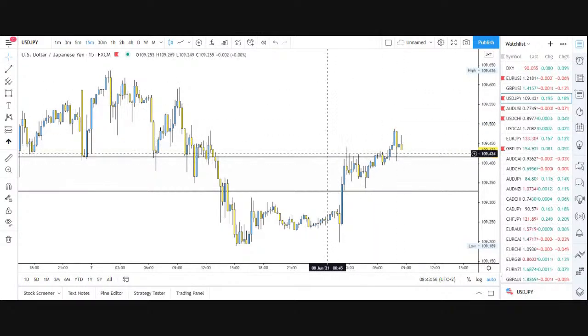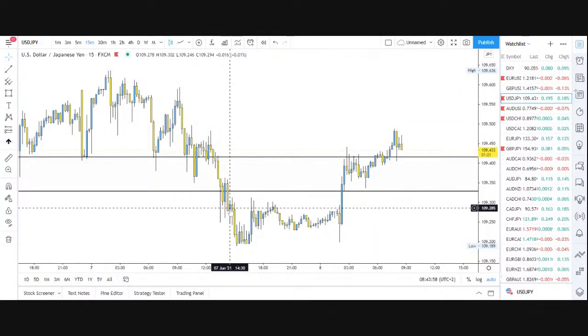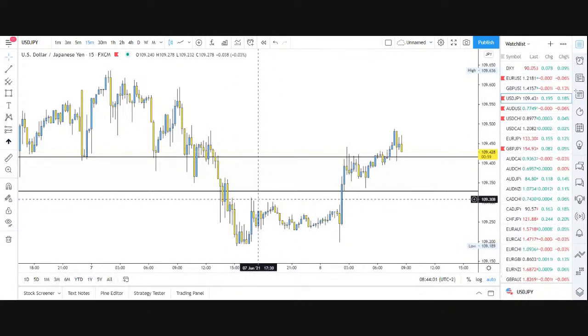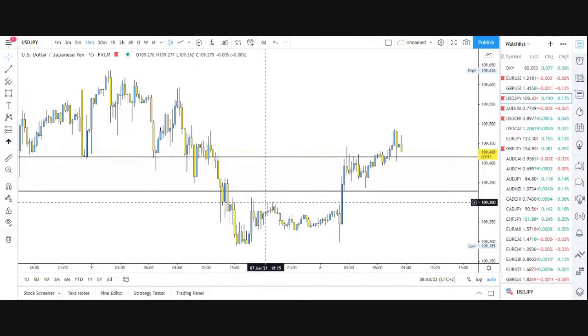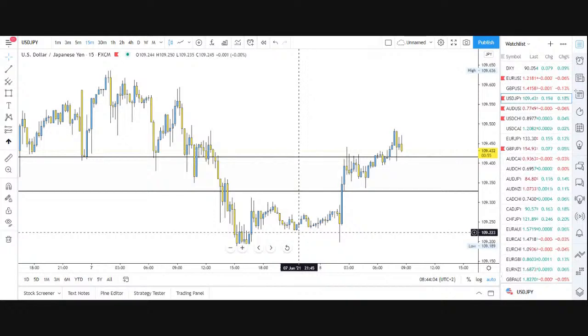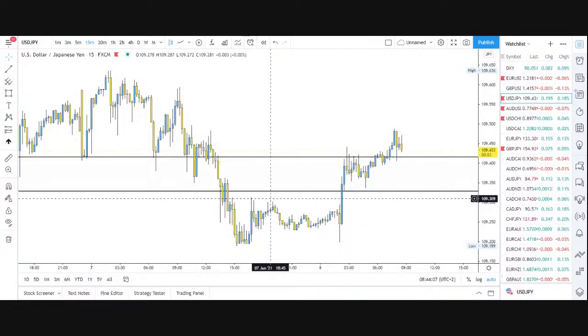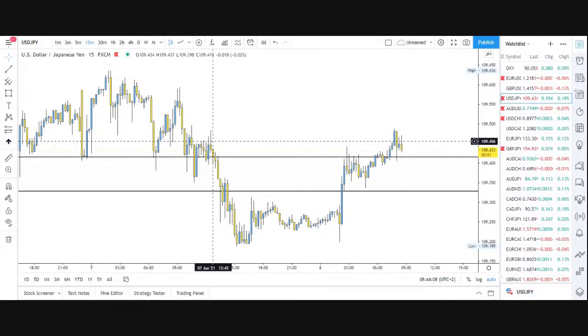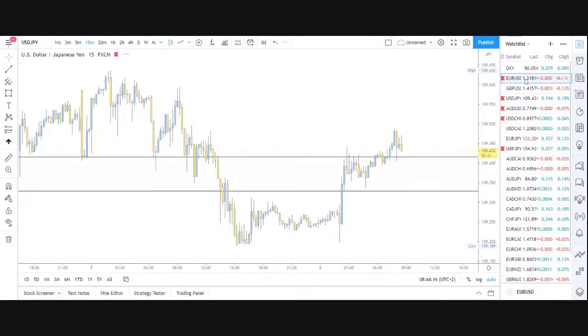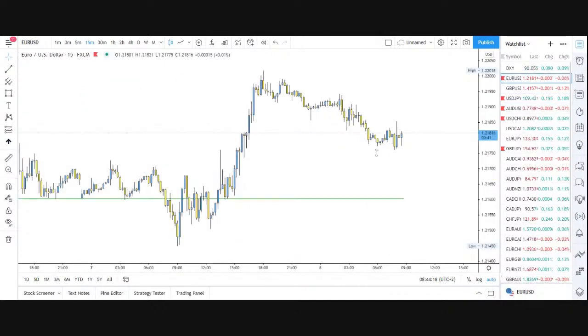USD JPY, so you can see we made a potential lower high, failed to make a new lower low, broke that, then now we are in a key level in the market, in a very key area in the market. So let's keep an eye on this, and then let's check Euro USD.